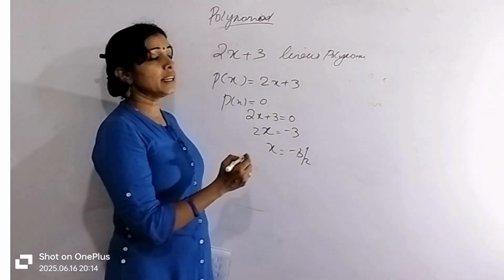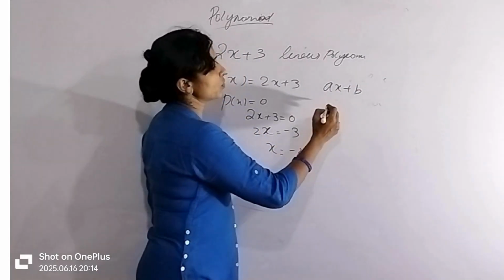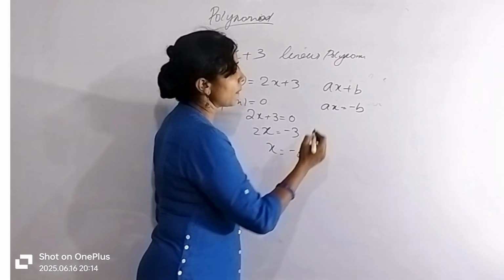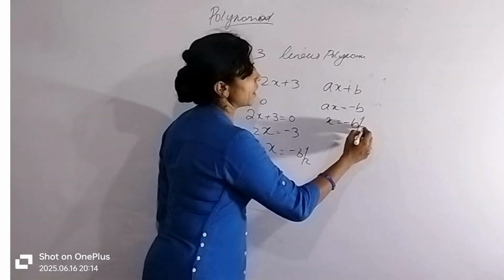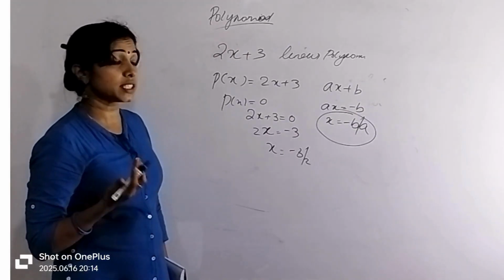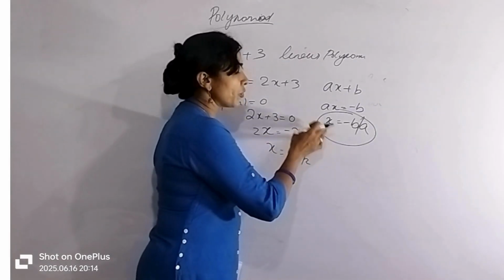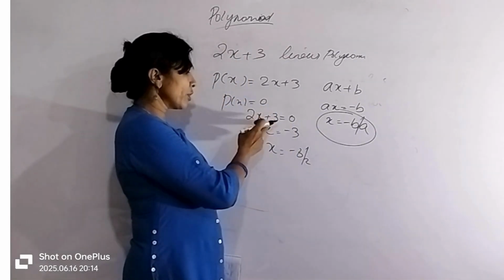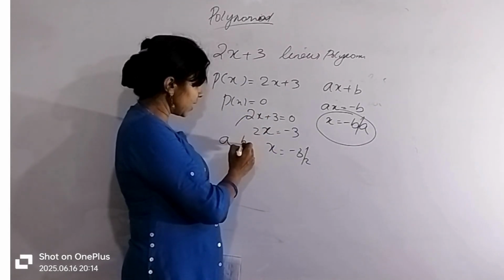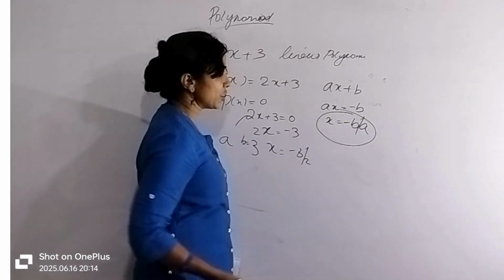The linear polynomial general form is ax plus b. So what is x here? ax is equal to minus b. So x is equal to minus b by a. This is the zero of a linear polynomial, or we can call it the root also. Just listen, 2x plus 3. So this 2 is a and this b is 3. So what is our zero? x is equal to minus b by a.